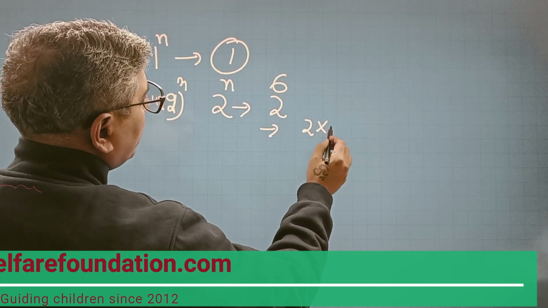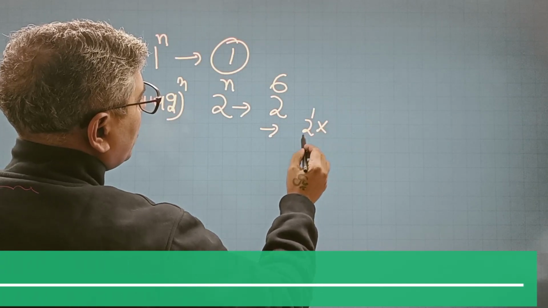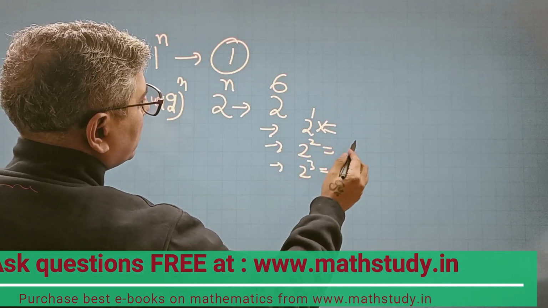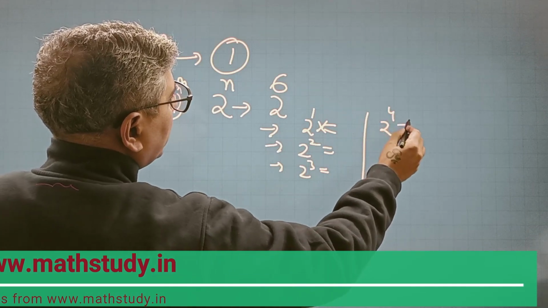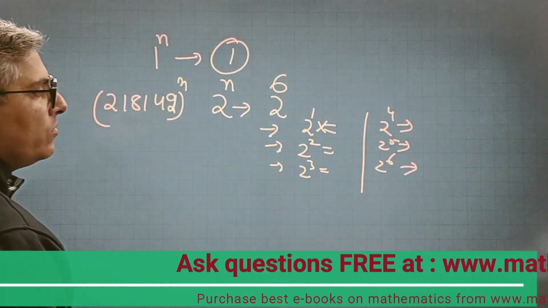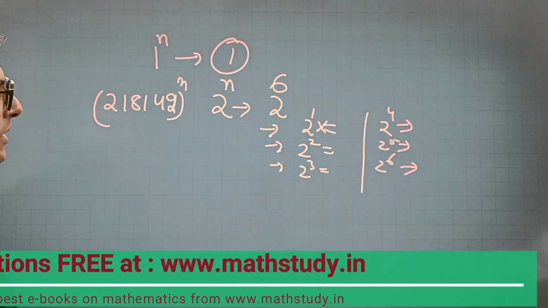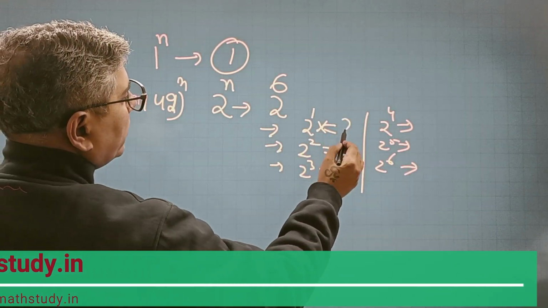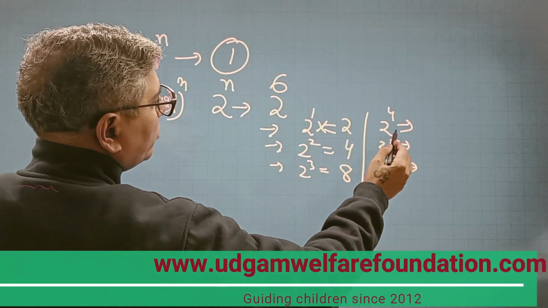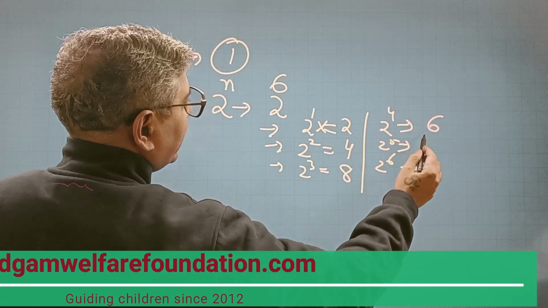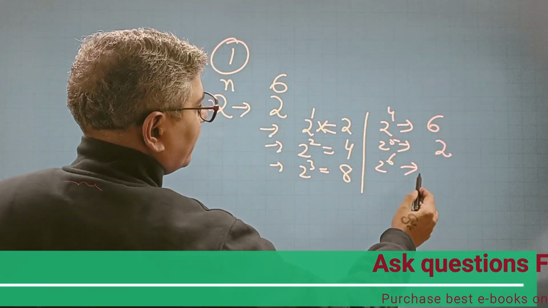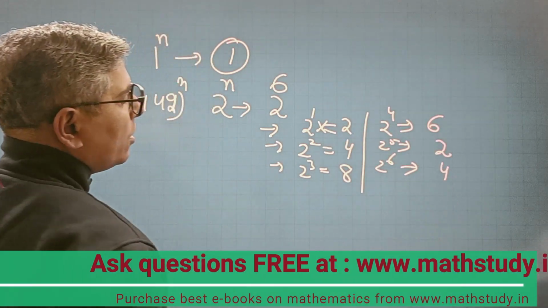So 2 raised to the power 6 is what? 2 raised to the power 1, 2 raised to the power 2, 2 raised to the power 3, similarly 2 raised to the power 4, 2 raised to the power 5 and 2 raised to the power 6. For this we have to check after which power the pattern is repeating. For example, 2 raised to the power 1 will give you 2 at the unit place, 2 raised to the power 2 will give you 4, 2 raised to the power 3 will give you 8, 2 raised to the power 4 will give you 6 (16), 2 raised to the power 5 will give you 2 at the unit place. Again 2 raised to the power 6 will give you 4 at the unit place.